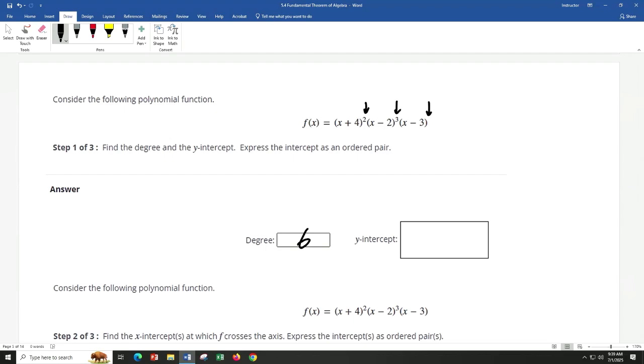2 plus 3 is 5. There's always a 1. Okay? Now, what's your y-intercept? To have a y-intercept, what does x have to be? 0. So plug in a 0 here. So f of 0 is, well, 0 plus 4 squared, 0 minus 2 to the third, and then 0 minus 3.